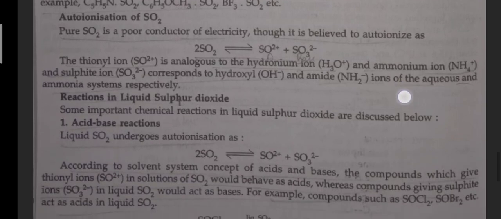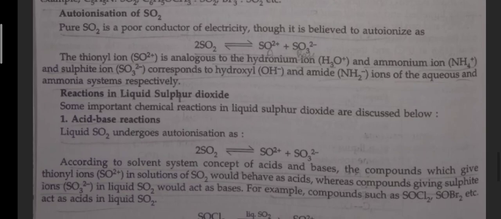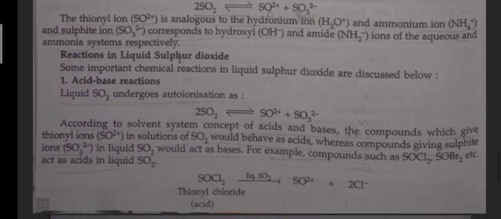Next is autoionization of SO2. Pure SO2 is a poor conductor of electricity, though it is believed to autoionize as 2SO2 gives SO2 2 positive and SO3 2 negative. The thionyl ion SO 2 positive is analogous to the hydronium ion H3O positive and ammonium ion NH4 positive, and sulfite ion SO3 2 negative corresponds to hydroxyl OH negative and amide NH2 negative ion of the aqueous and ammonia systems respectively.